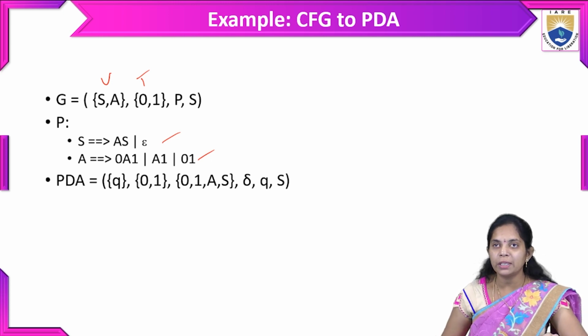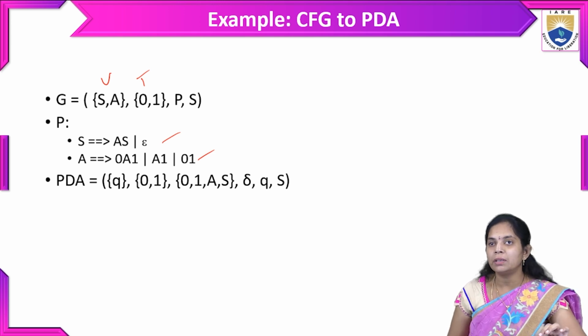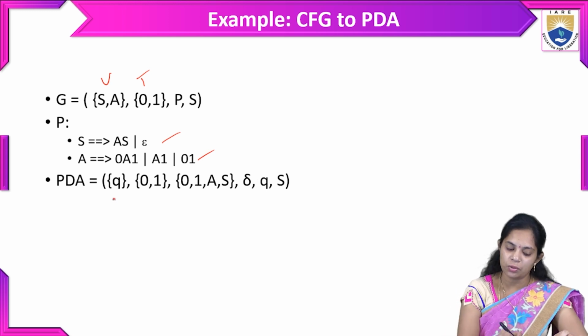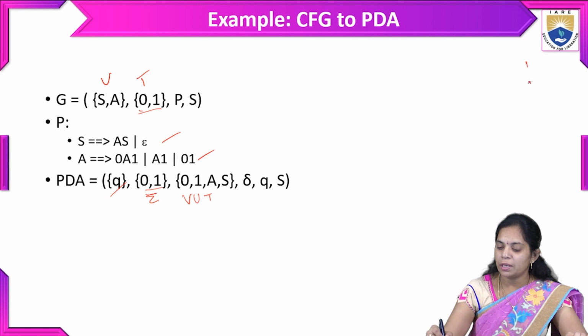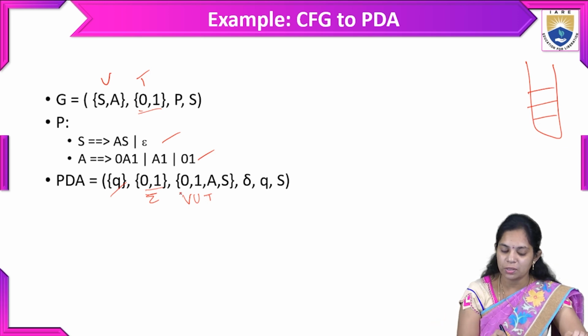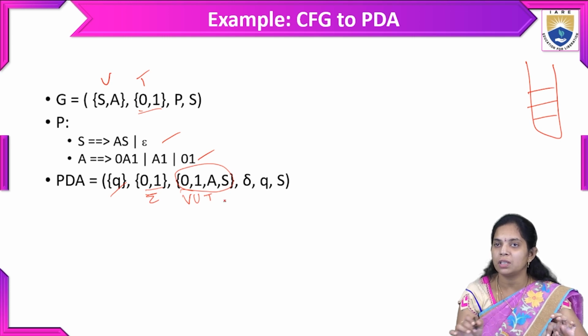While converting the given grammar into a push down automata, first, only one state is needed here. That is written as Q, and 0 1 is the sigma. The sigma is nothing but the terminals 0 1, and V union T. V union T is the combination of stack symbols. Whatever is there, we have to push the symbols; in that stack, these are all called stack symbols. Whatever is there in the production rules, we have to push that into the stack.